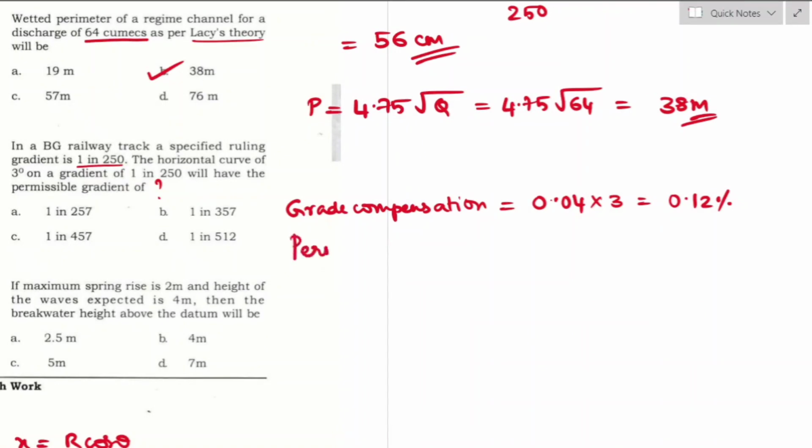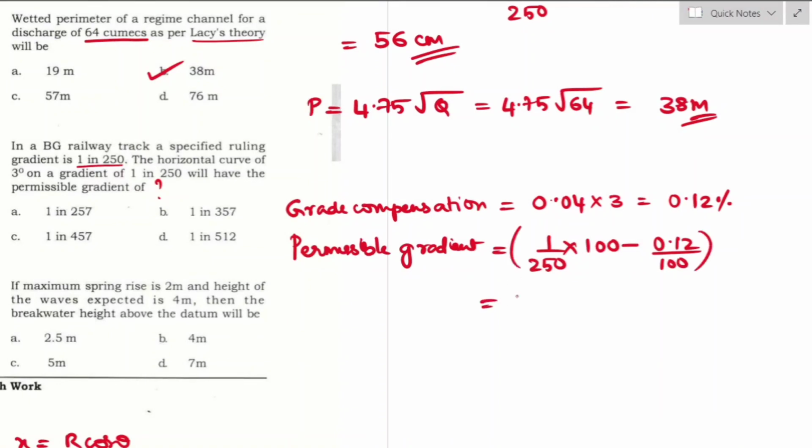Permissible gradient is 1 in 250 minus 0.12 divided by 100. If you calculate this, the permissible gradient will be 1 in 357. So the right answer is option B, 1 in 357.